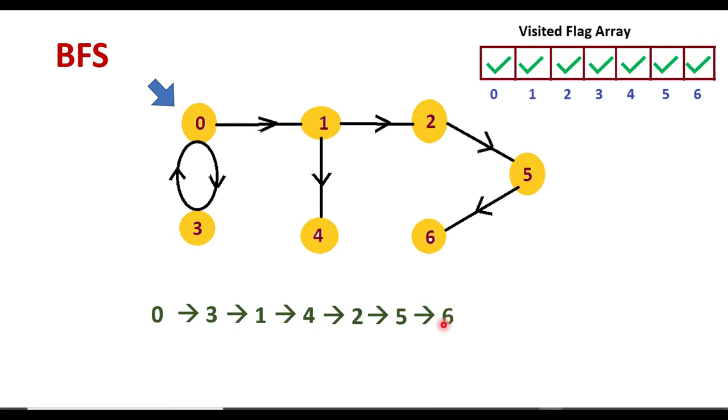This is my result for BFS traversal. The result can vary if we are starting from any other point. And from 0 also, if we are starting, we can go to 1 first, then 3 also.